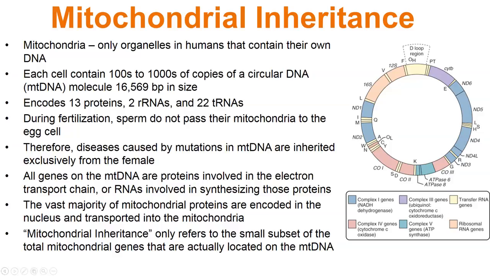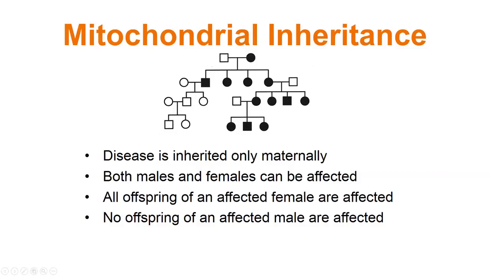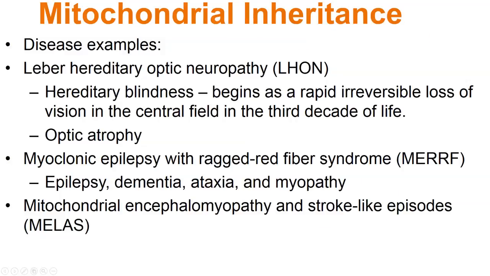Okay, so I think I've told you all the rest of the things on this slide. The disease is inherited only maternally. So if you have an affected female, all of her children are affected, every one of them. And if you have an affected male, none of them are affected. When you look at the future generations, nobody is affected. So it's always transmitted through the female. Once again, all the children are affected if the female is affected, and none of the children are affected if the male is affected. Pretty simple to remember.